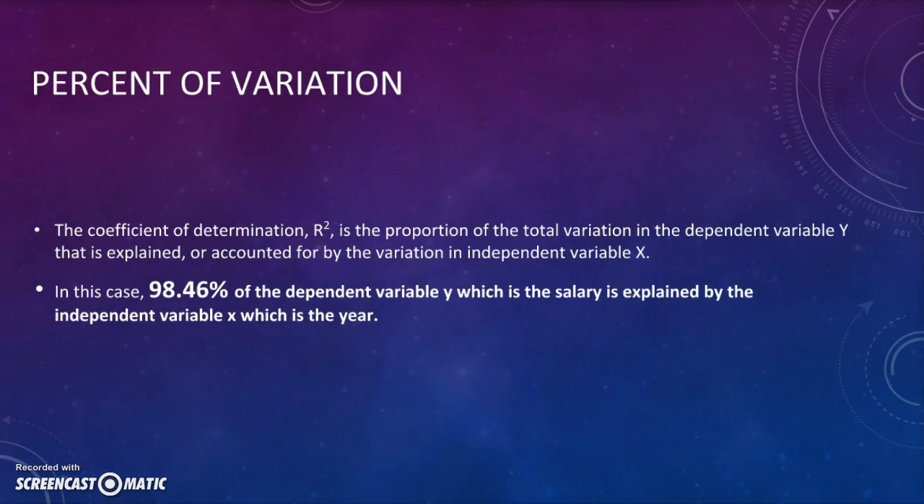We now know that the coefficient of determination R square is the proportion of the total variation in the dependent variable Y that is explained or accounted for by the variation in the independent variable X. And in this case, 98.46% of the dependent variable Y, which is the salary, is explained by the independent variable X, which is the year.